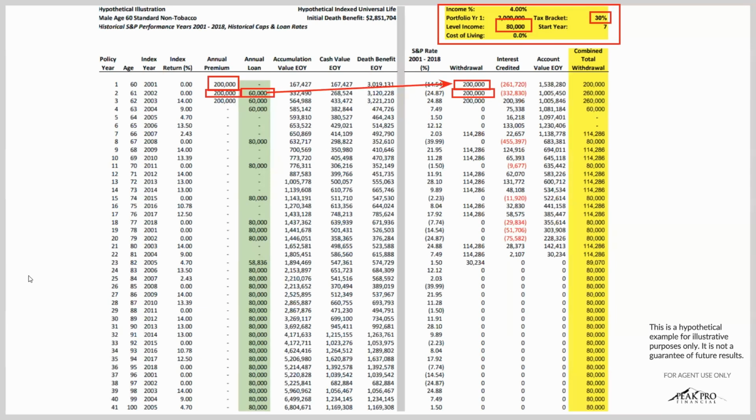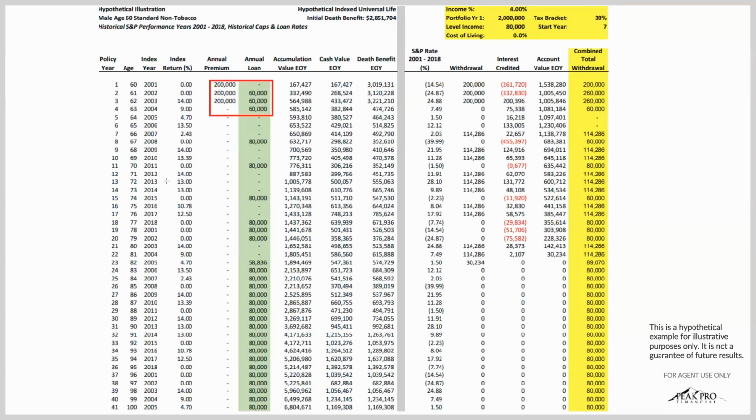Now, what's really important to understand here is that this is one methodology of funding. It doesn't mean we have to fund it this way. A combination of cash on hand, paying taxes out of another pocket, all those things are viable. The core of this, though, is that when we're done funding the contract, we want to reduce our face value drastically while keeping non-MEC corridor. Again, call so we can walk you through it in even more detail.